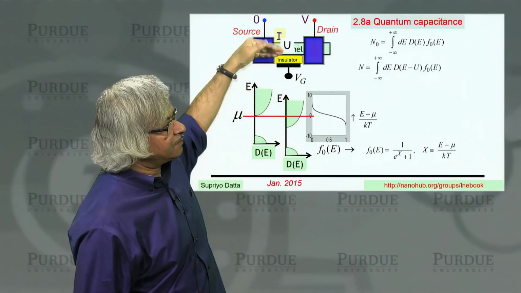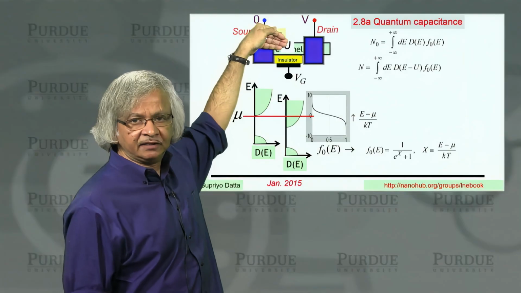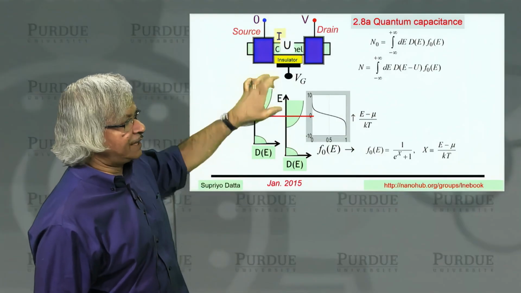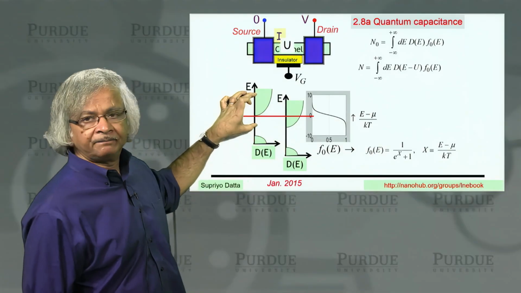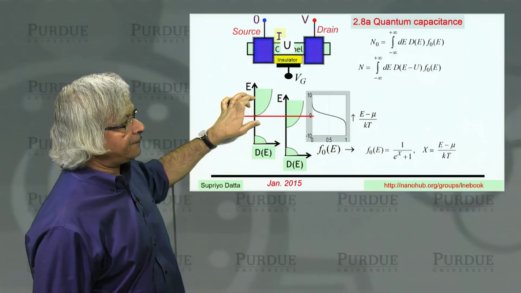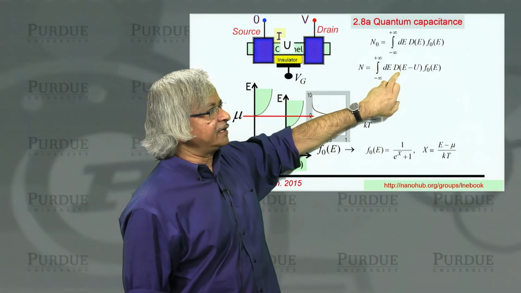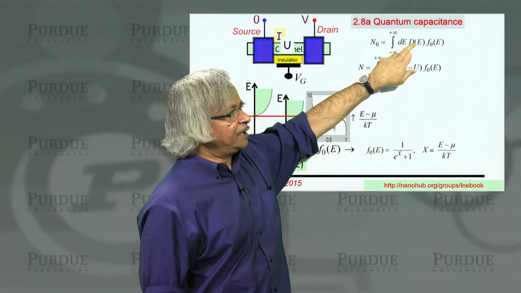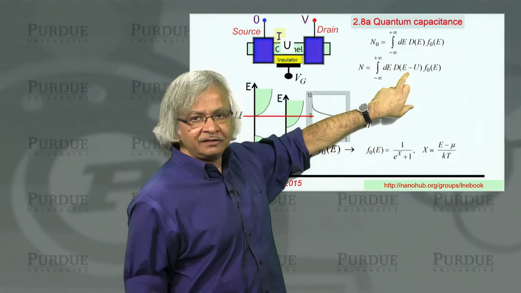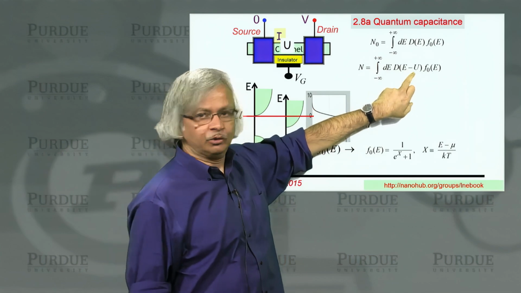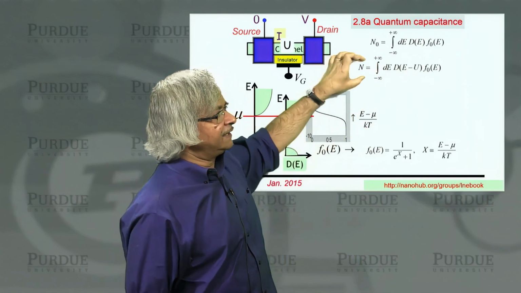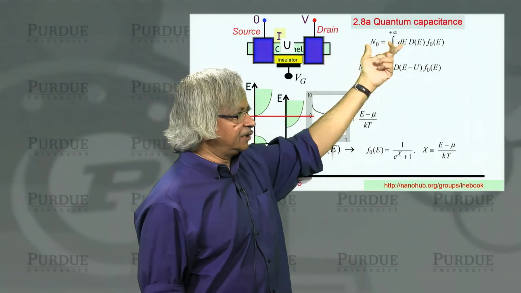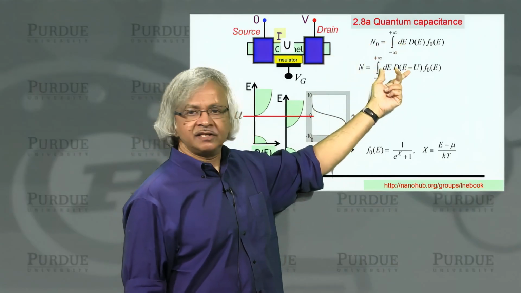Now, what happens if you change the gate potential? Well, it changes the potential energy inside the channel. And the result is that this density of states, if U is positive, then it floats up. Now, when something floats up, mathematically you write it as D of E minus U. That is, compared to D of E, that function has moved up by U. So this is then the new electron density. It is given by a similar looking integral, but with the density of states moved up.